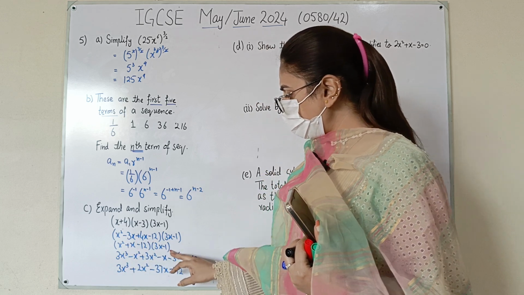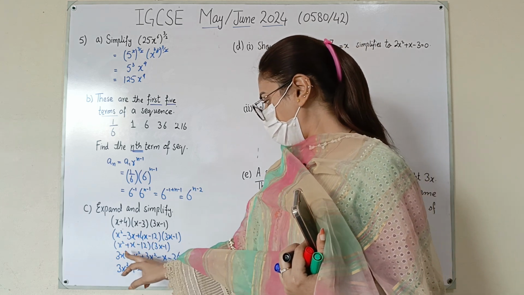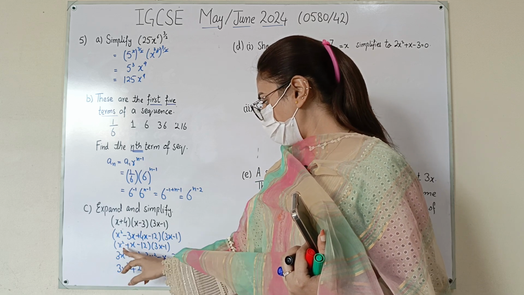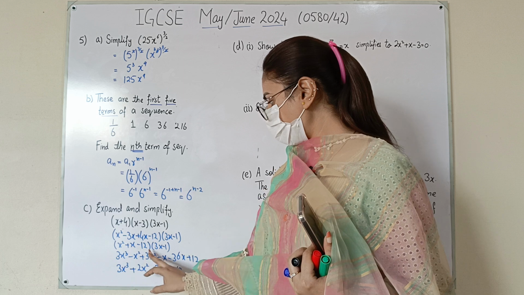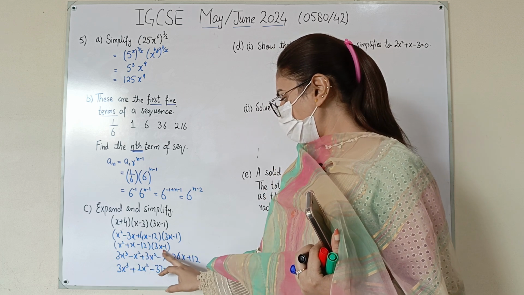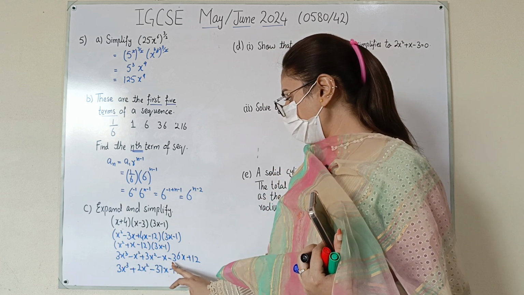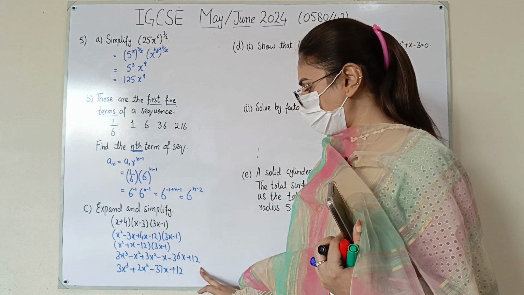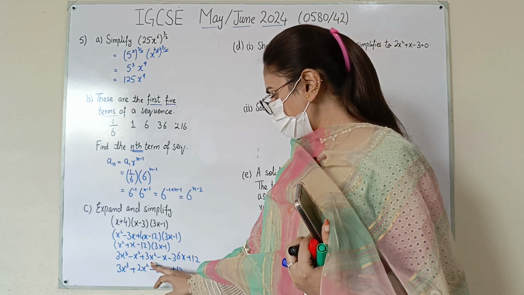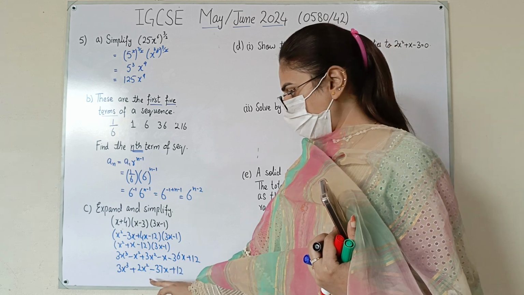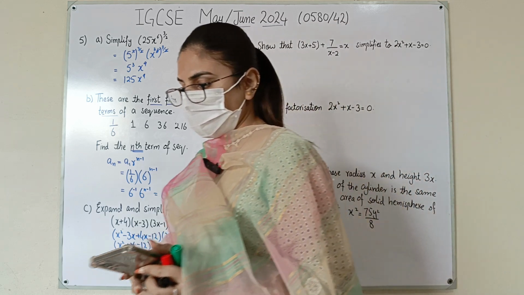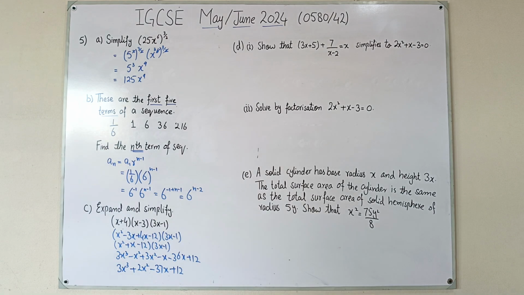Now you have to multiply these two brackets. x square into 3x will be 3x cube, minus x square, 3x square, minus x, 12 times 3x is 36x, minus 12 times 1 will be plus 12. Now solve these two terms and these two terms together. You will get 3x cube plus 2x square minus 37x plus 12. This is the final answer after simplification, part number C of the question.